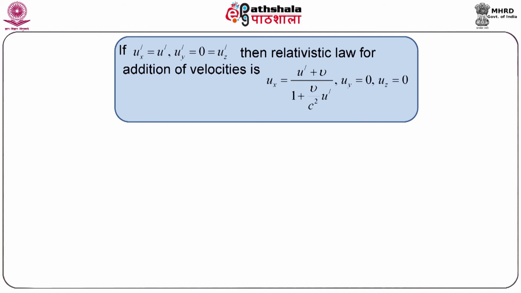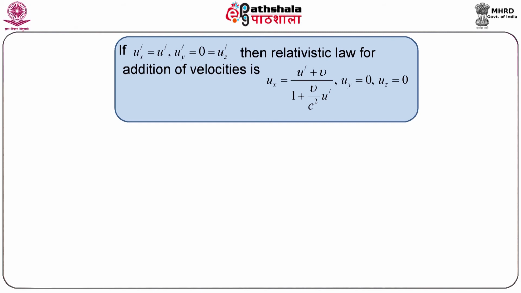Consider the case when in frame S dash there are no velocity components along the y dash and z dash axis. Only the object moves along the common x dash axis. In that case, u dash suffix x is equal to u dash, and u dash suffix y becomes 0. Similarly, u dash suffix z becomes 0. Then the relativistic law for addition of velocities is given by this one.